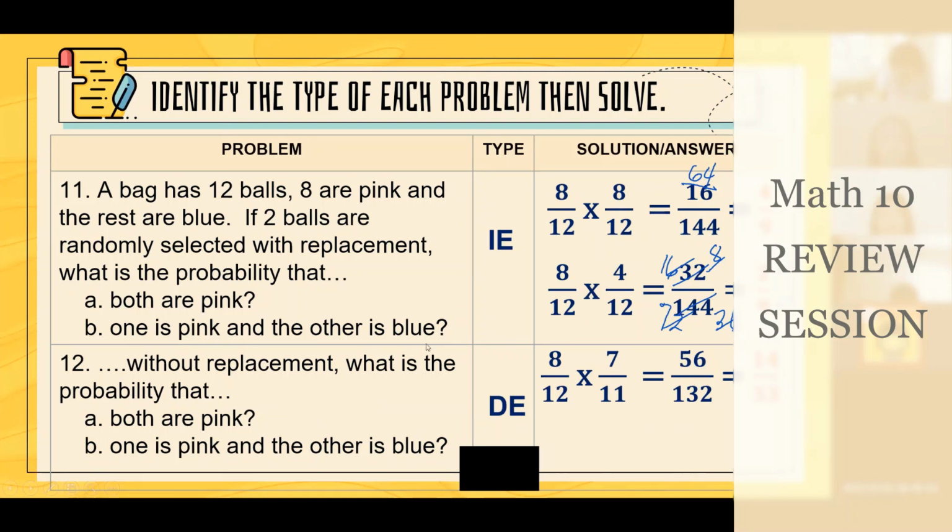And then the last one is pink and the other is blue. So 8 over 12, there are 8 pinks, times blue, there are 4. So as is, 4. Kasi pink naman yung nauna, yung blue hindi nabawasan yon. Over 11, you have to subtract 1 from the denominator. Kasi without replacement, 11 na lang yung natira. So 8 times 4, 32 over 132, that's 8 over 33.